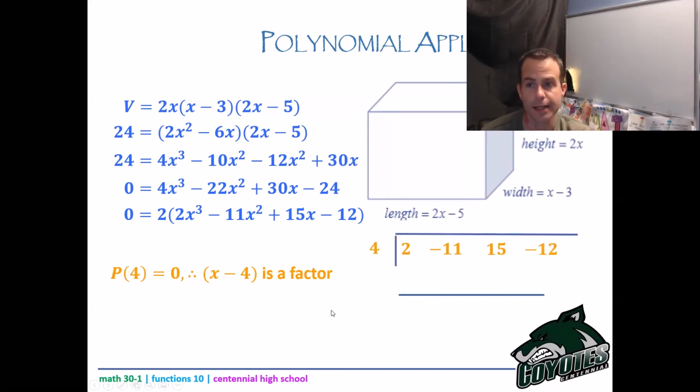So I head to synthetic division. I've got 4 on the outside. I have every degree represented: 3, 2, 1, nothing. So my coefficients go on the inside, drop the 2 and multiply, add, multiply, add, multiply, add. And so I end up with the next factored form of this: 0 equals 2 times (x minus 4) times (2x squared minus 3x plus 3).